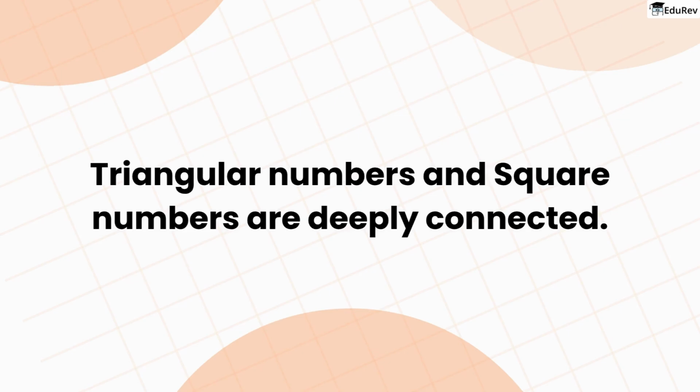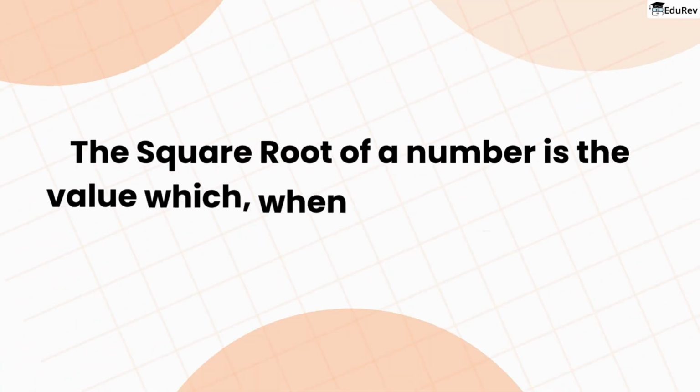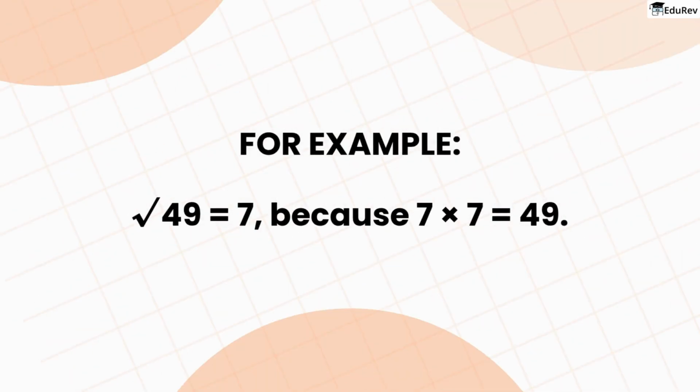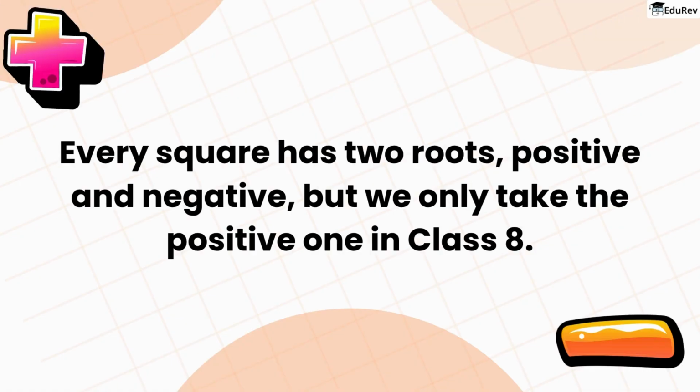And once we understand squares, it's time to look at their opposite, the square root. The square root of a number is the value which, when squared, gives back the original number. For example, the square root of 49 is 7, because 7 times 7 equals 49. Here's something to note. Every square has two roots, positive and negative. But in class 8, we only take the positive one.